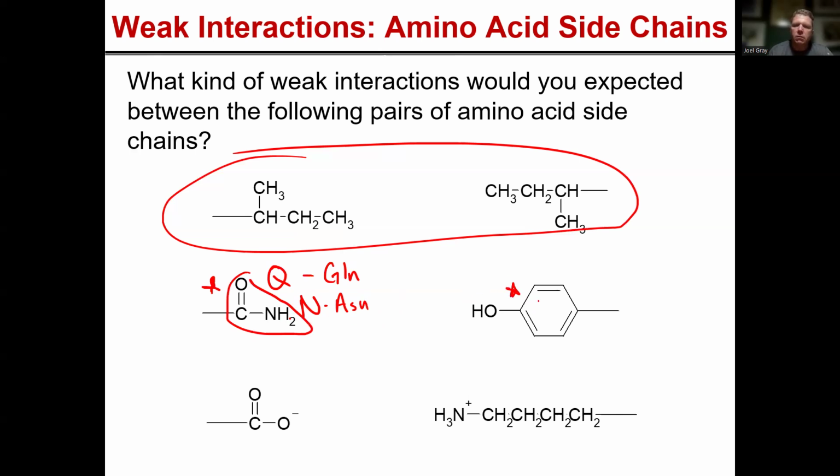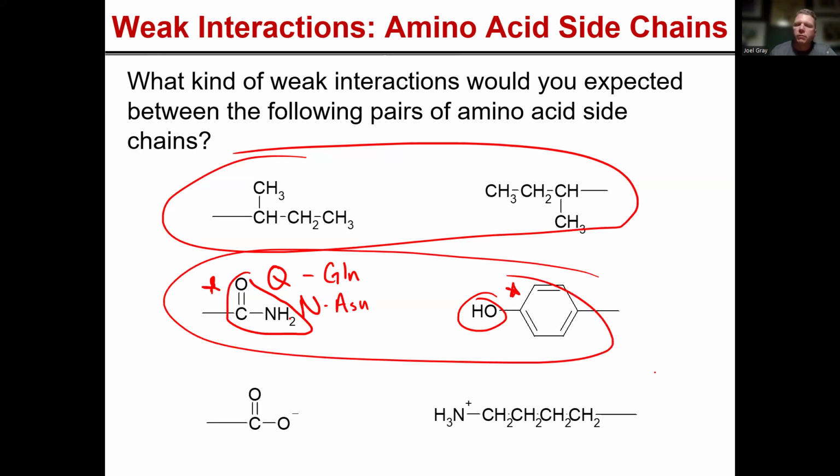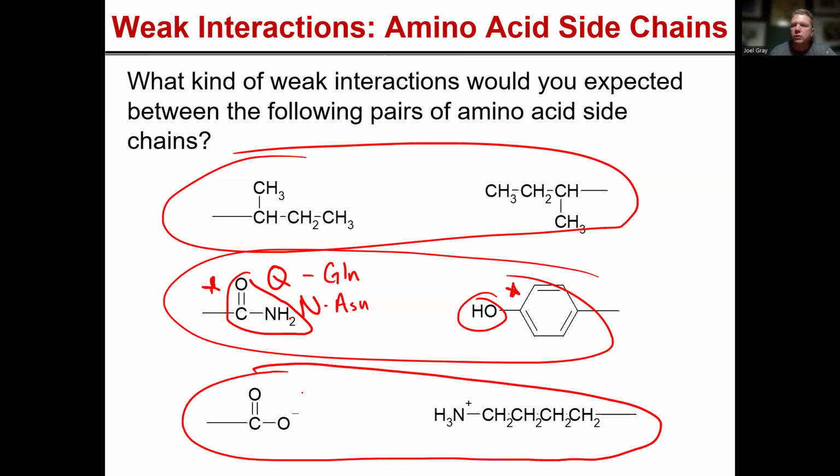Then over here, we have a ring and an OH group. What do we know about that OH group? It's going to love to hydrogen bond. So what's it looking for? Well, it's looking for a hydrogen bond donor, or an acceptor or a donor. Now, when we look at these two structures, what type of interaction is going to form between them? Hydrogen bonds. Down at the bottom, what type of interaction is going to form from a negative charge and a positive charge? That's right, an ionic interaction.